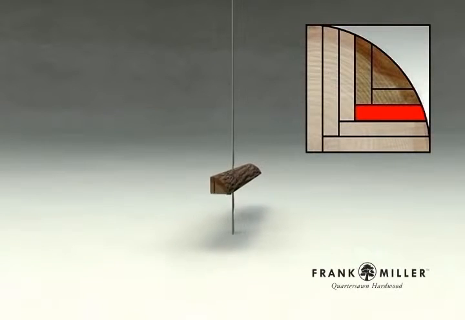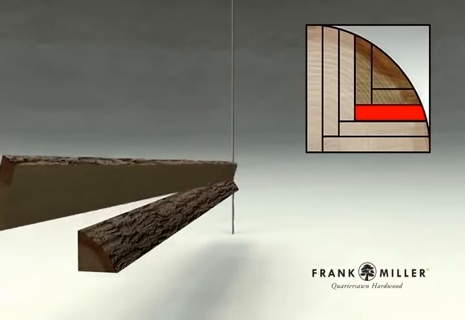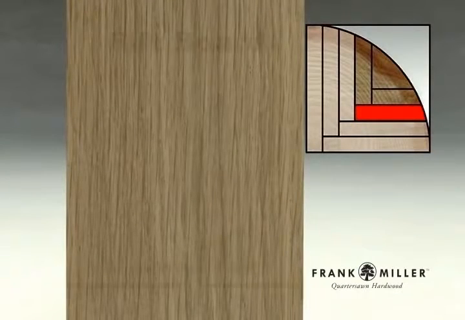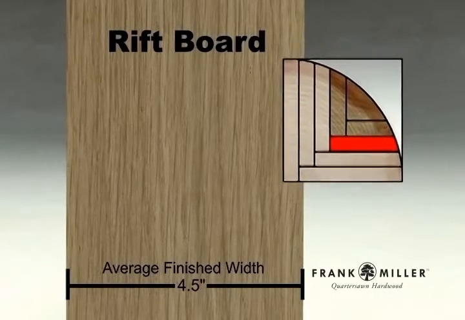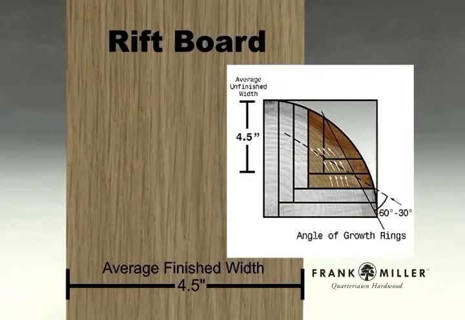All of the boards will share the same straight-grained visual characteristic. This board is straight-grained and shows almost no flake, but that can be deceptive. Rift boards can still show figure and be called rift. The average rift board in white and red oak is 4.5 inches with growth rings at an angle of 30 to 60 degrees to the face of the board.